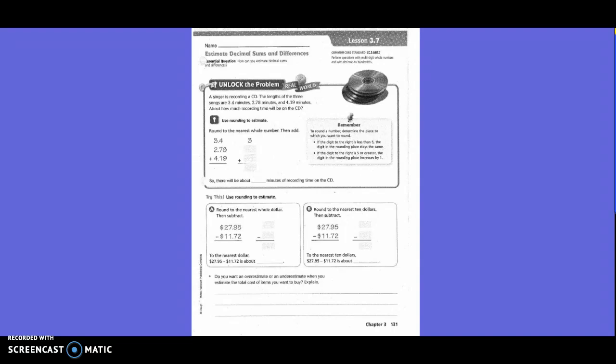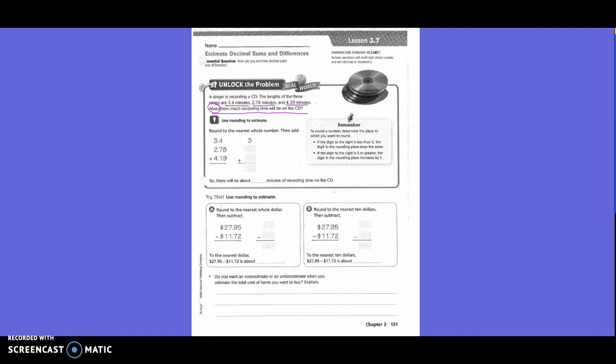So we would underline 3.4 minutes, 2.78 minutes, 4.19 minutes, and then about how much recording time will be on the CD. Why did I circle about? Because we're estimating it. Sometimes you guys forget and then you're like, the answer is on one of the choices. Well, it's because you didn't read the question correctly, right?